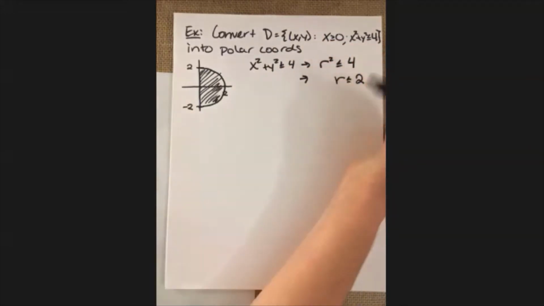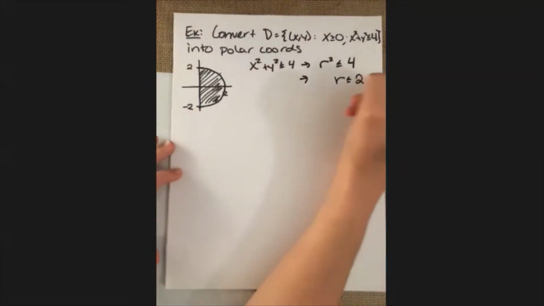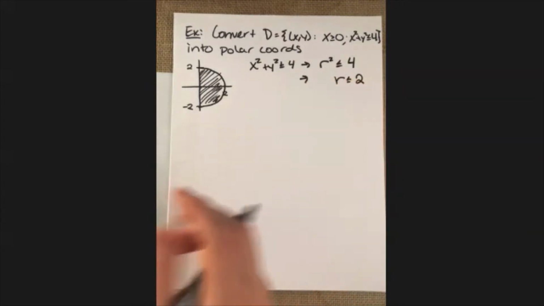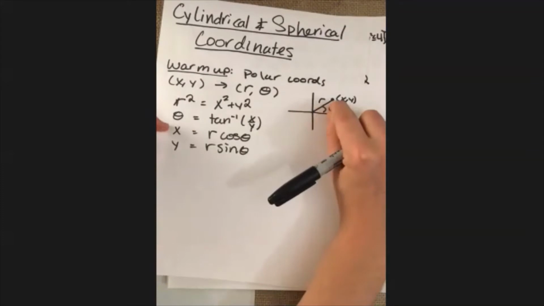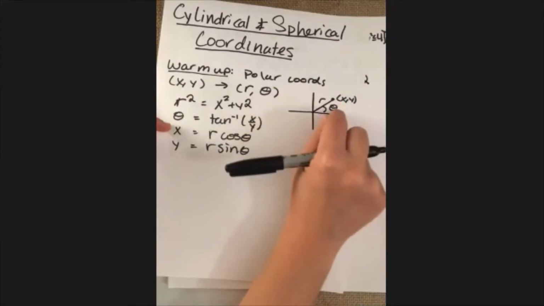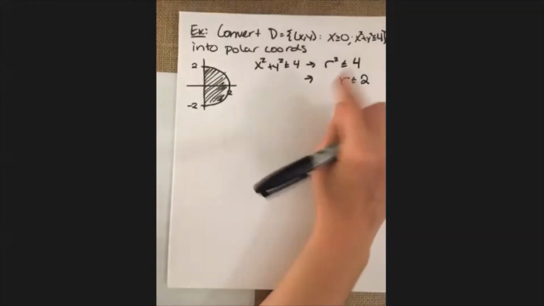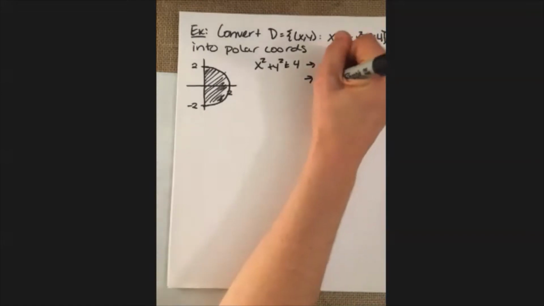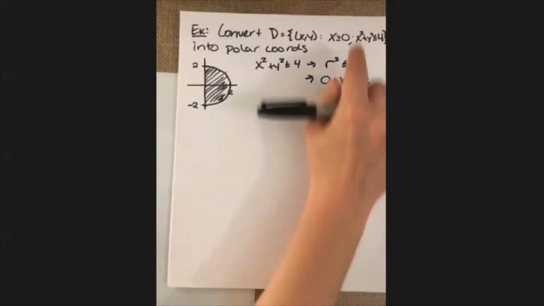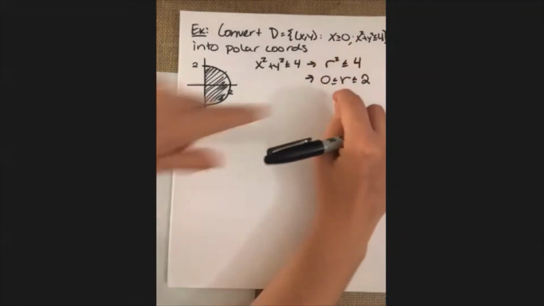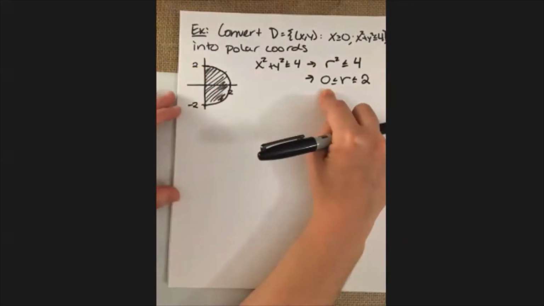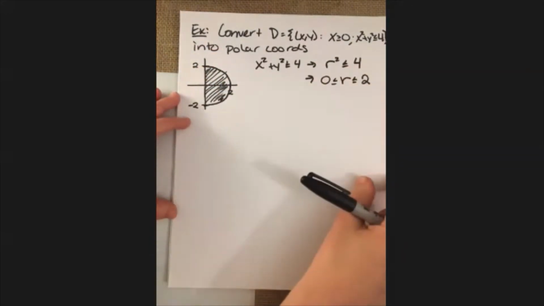And I also want to point out that r is always going to be positive because it's really just the distance. It's how far away you are from the origin. Which direction it's pointing is really just dependent on theta. So r is also always going to be greater than or equal to 0. This has nothing to do with the fact that x is greater than or equal to 0. r is just always greater than or equal to 0. So this is our restriction for r.